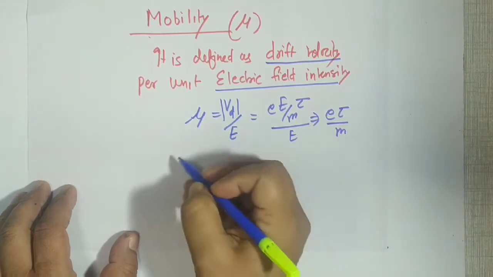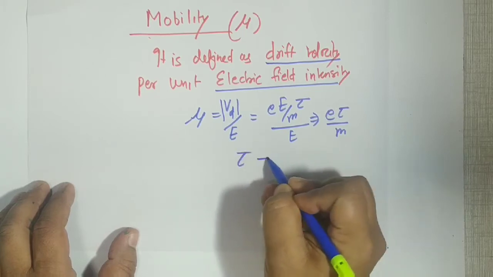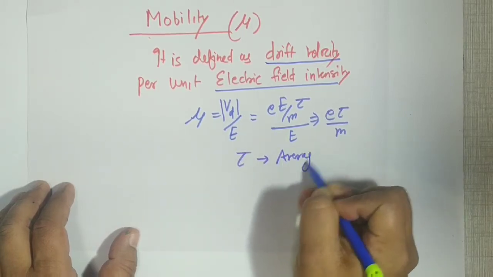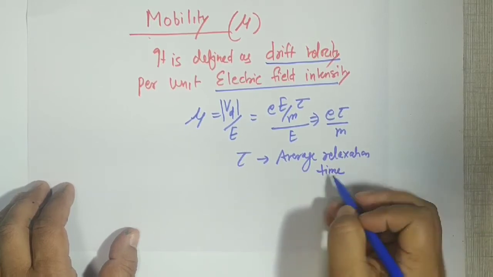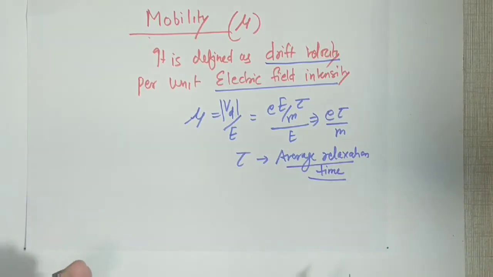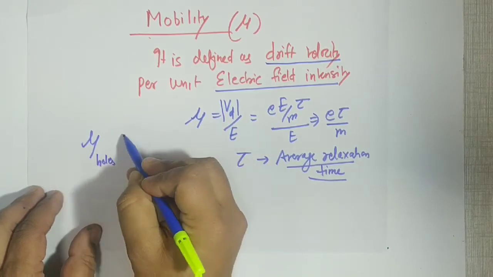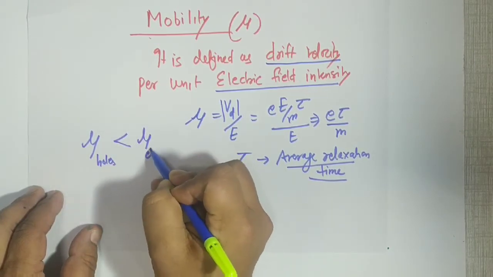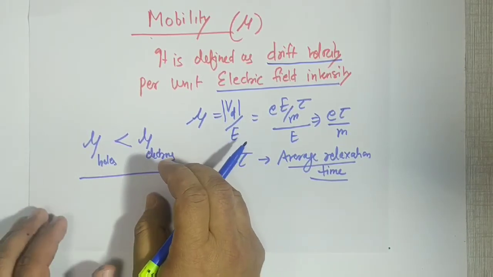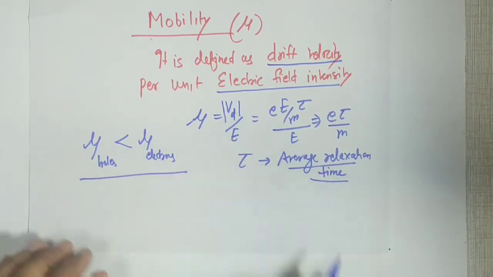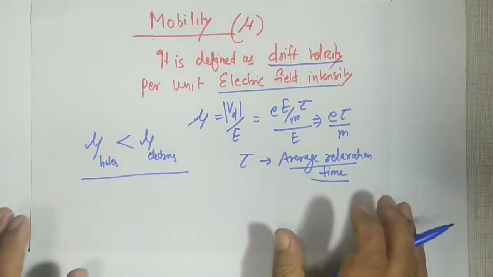You know that tau is the average relaxation time, remember, the average relaxation time between two successive collisions. So this is how we define the mobility. And remember that holes have less mobility in comparison to electrons. This will come in semiconductors, hole and electron. Holes are actually vacancies of electrons. So mobility is a very important factor in conductors and semiconductors, and we'll discuss that.